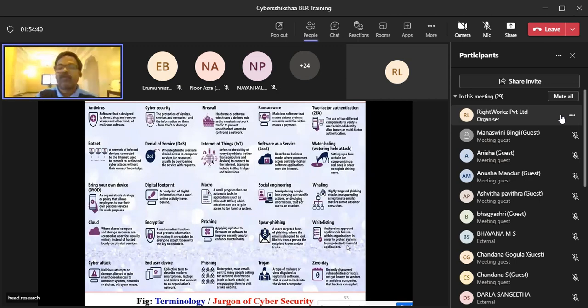Whitelisting. Whitelisting is nothing but authorizing approved applications for use within an organization in order to protect systems from potentially harmful applications. Then cyber attack. Cyber attack is one of the jargon of cyber security.